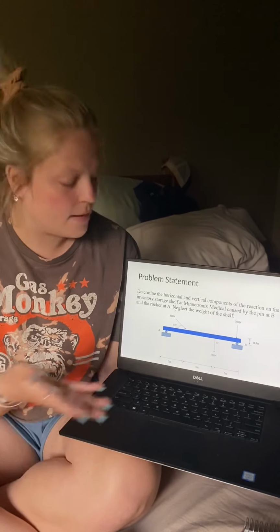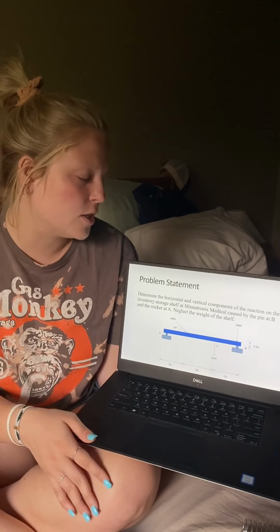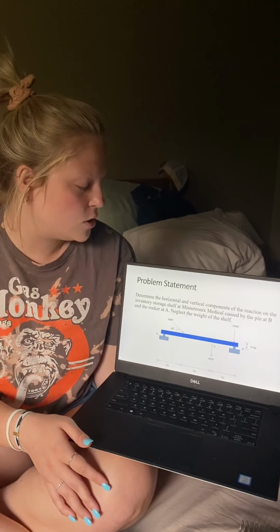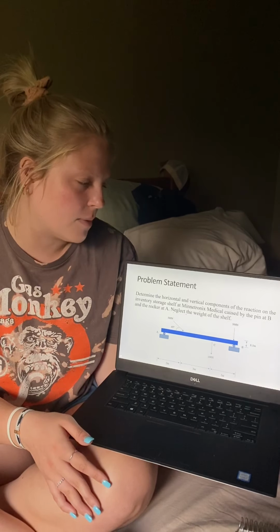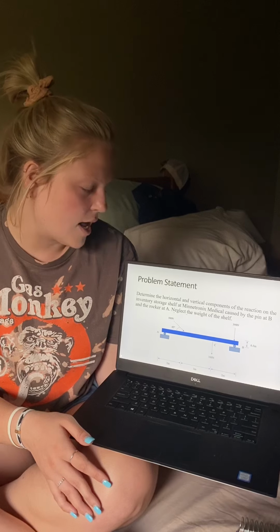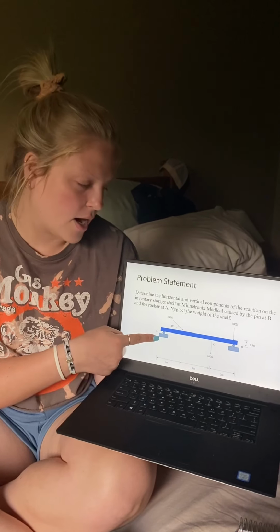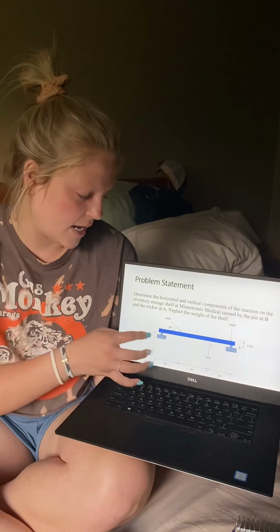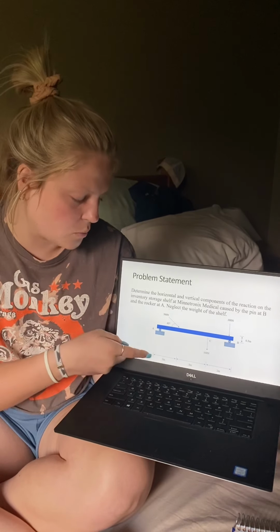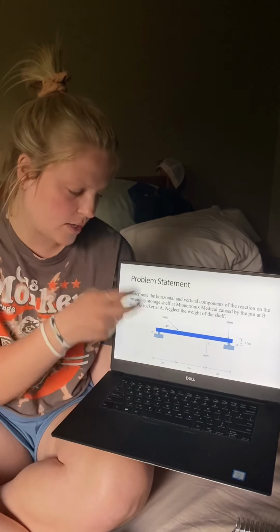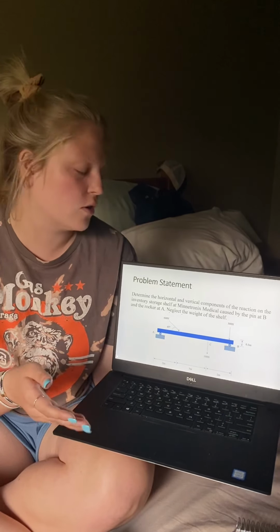So my problem statement that I have here is to determine the horizontal and vertical components of the reactions on the inventory storage shelf at Minnetronics Medical caused by the pin at B and the rocker at A. Neglect the weight of the shelf. So I have the rocker at A and the pin at B, and I have all of the forces stated here as well as the length of the shelf and the thickness of the shelf so that we can solve for each of the horizontal and vertical components.